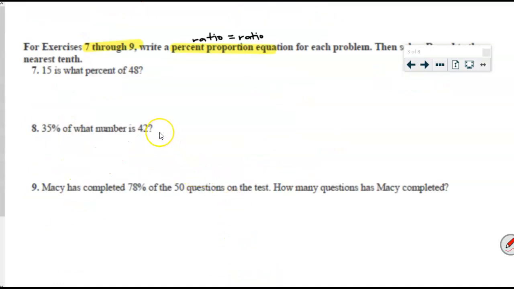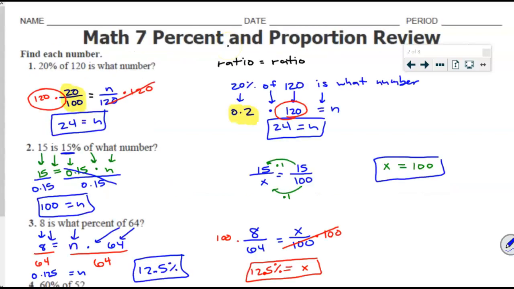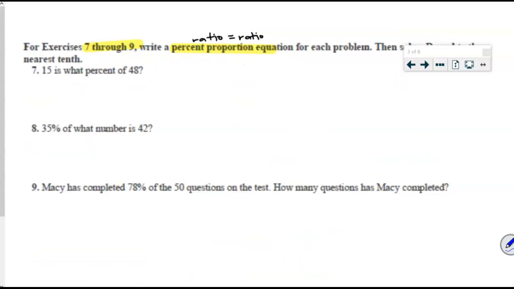And now let's just do one more from this section, and I think you can handle the rest. So 7 through 9, we're writing percent proportion equations, ratio equals ratio. We did a lot of that up here, so I'm only going to do one from this section. Macy has completed 78% of the 50 questions on the test. How many questions has Macy completed? So 78% tells me one side of that proportion equation is going to be 78 per 100.